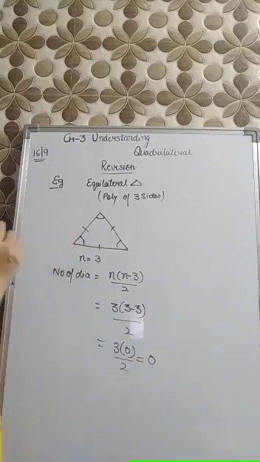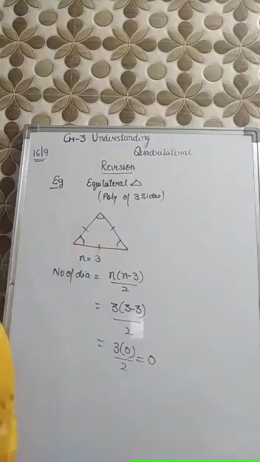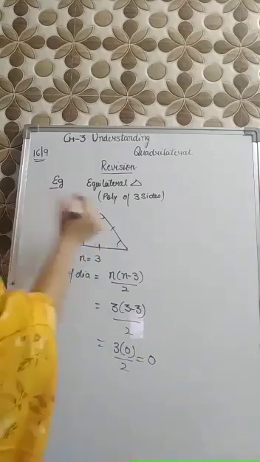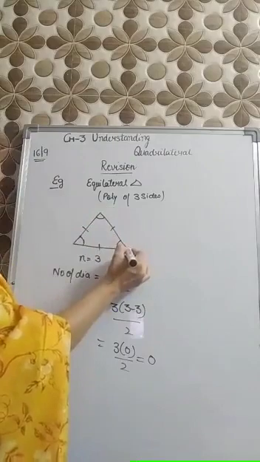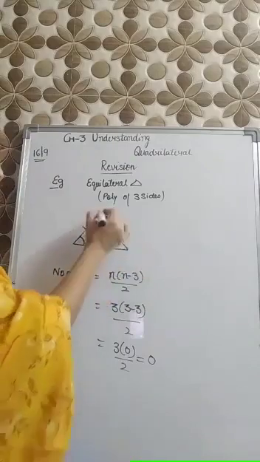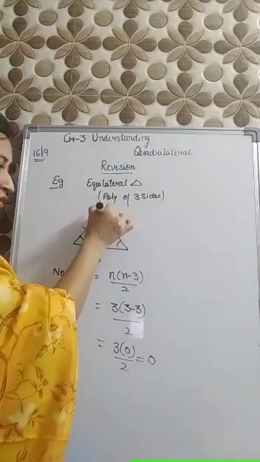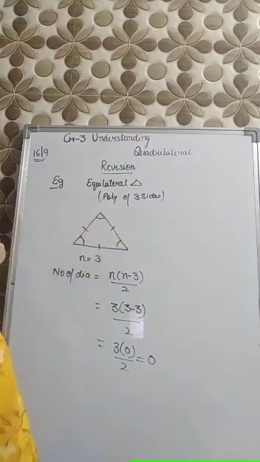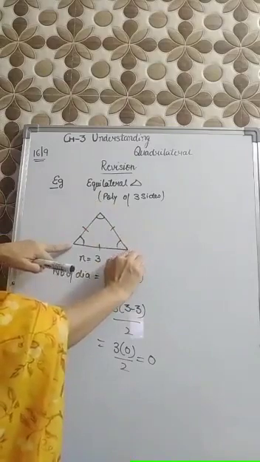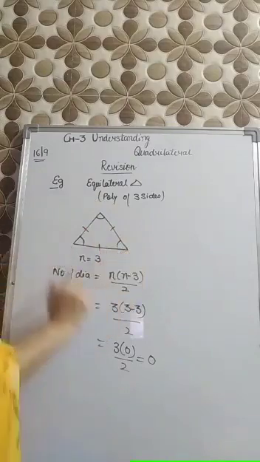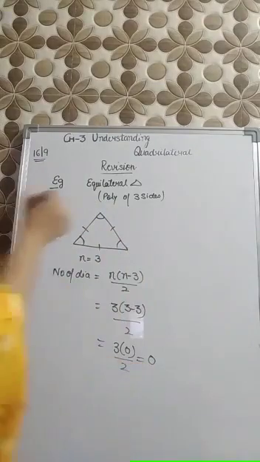As you can see, without using the formula, if you want to draw the diagonals, it's not possible, because this vertex is already joined with the consecutive vertex, and according to the definition of a diagonal, you have to join this vertex with a non-consecutive vertex. We are not having any non-consecutive vertex. So that's why I am getting 0 as the number of diagonals.